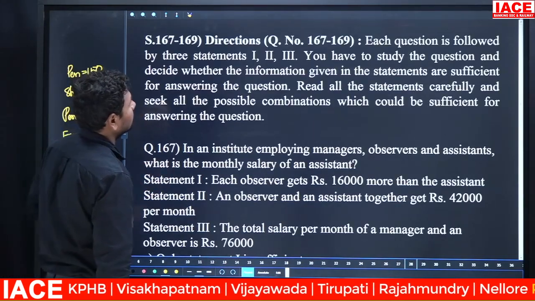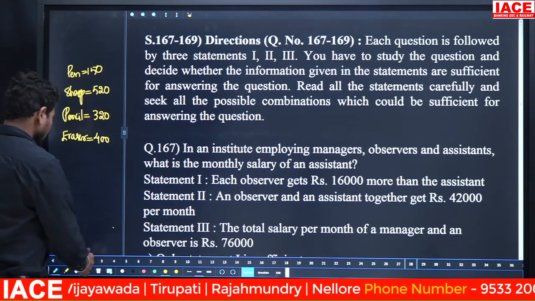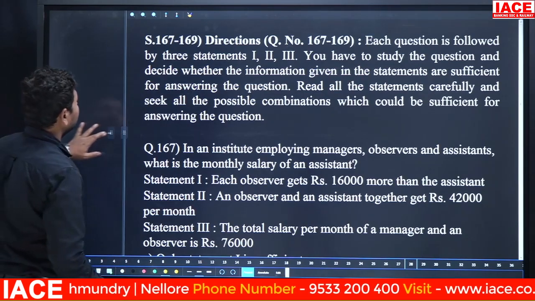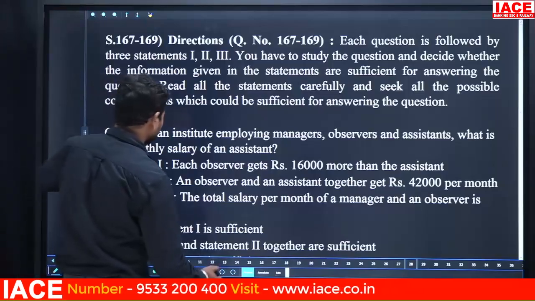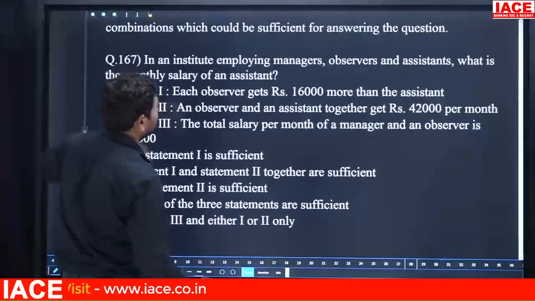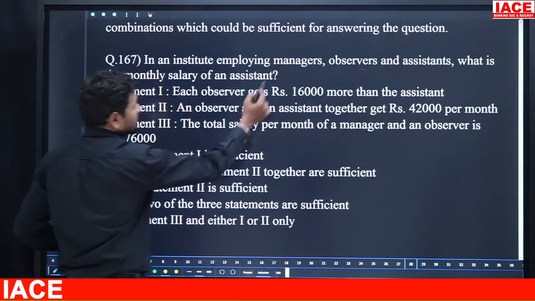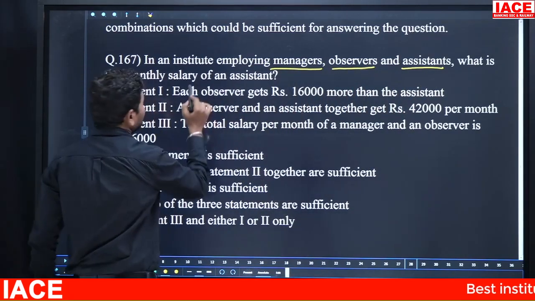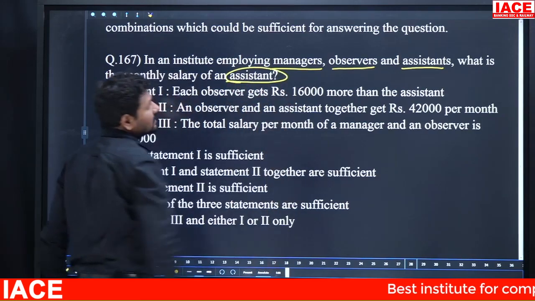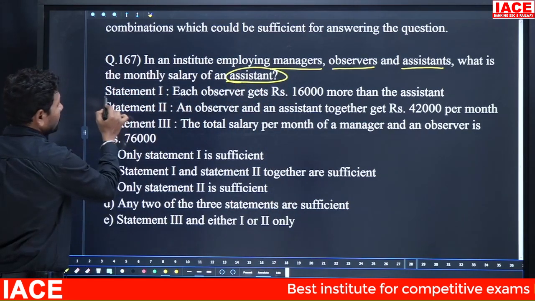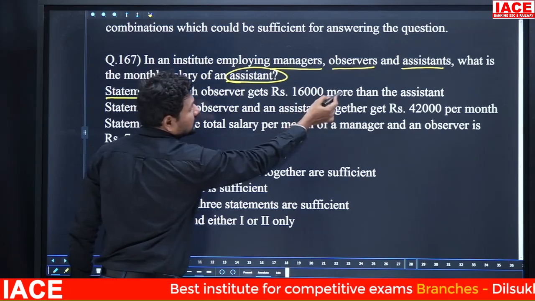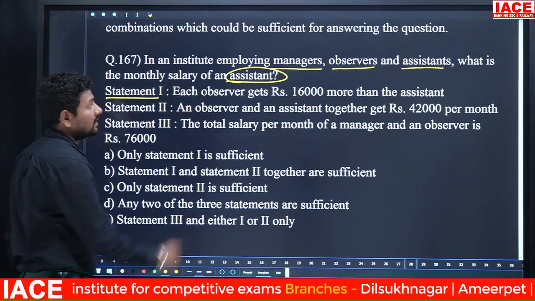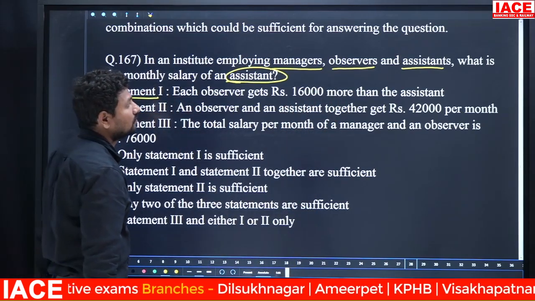Next. The data is completed. Look at the next one. It is also statement based. In an institute employing managers, observers, assistants, what is the monthly salary of an assistant? Assistant salary is required. Look at statement one. Each observer gets 16,000 rupees more than the assistant.